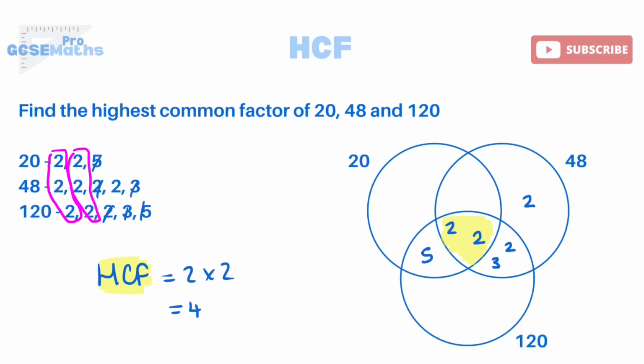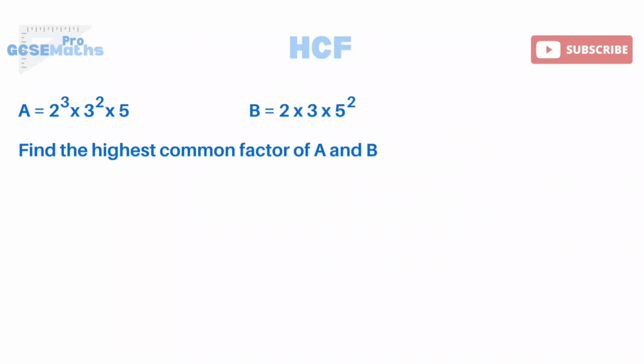Okay, so if you have a 3-part Venn diagram, it works exactly the same. Just make sure that you've got this middle bit correct, where all 3 of them overlap. So our last question is in a different format. Here we're actually given 2 letters, so we've got A and B.